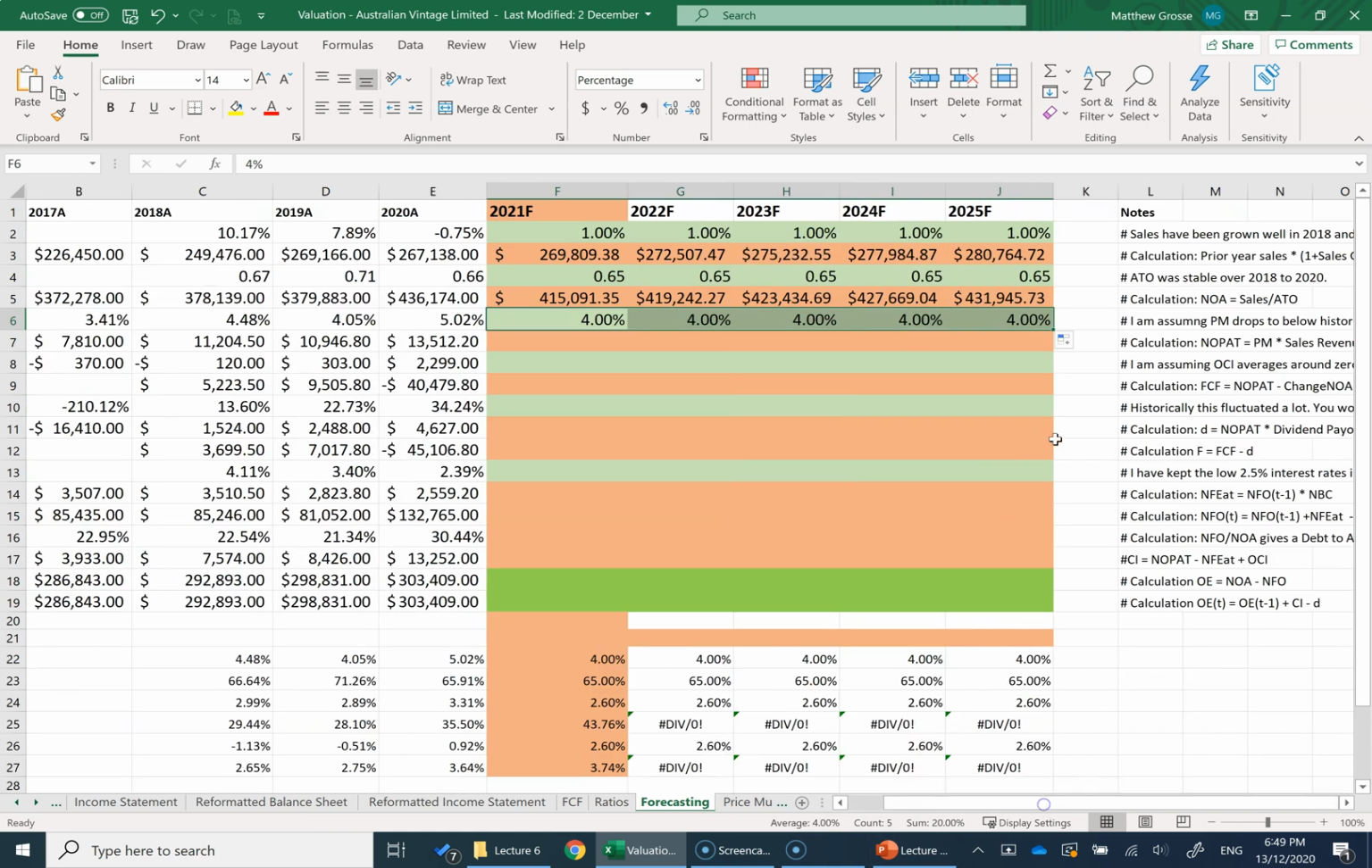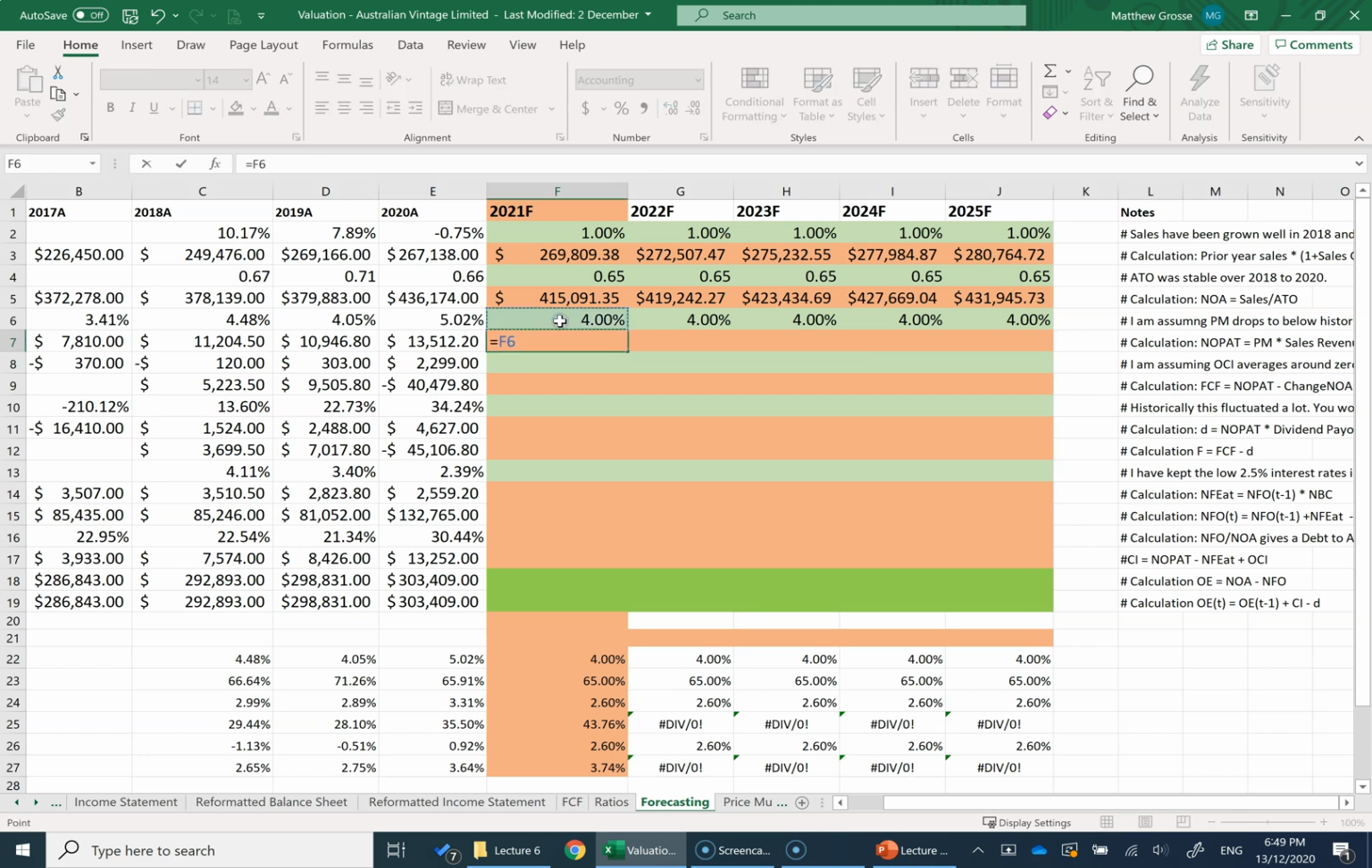So next, I calculate NOPAT. Profit margin times sales revenue equals NOPAT. So I now have my profit margin of 4% that I forecast, and I multiply it by the sales revenue. So that now calculates my NOPAT estimate for each of the years.